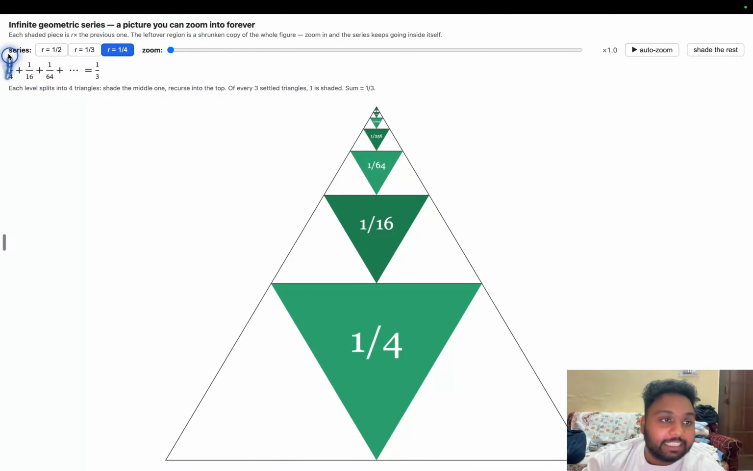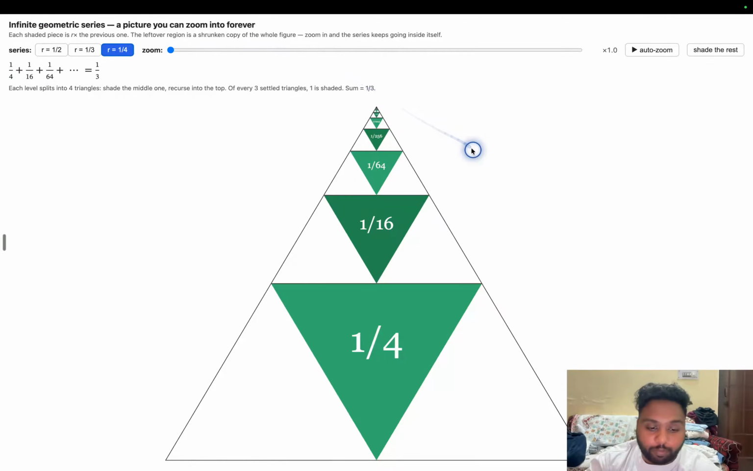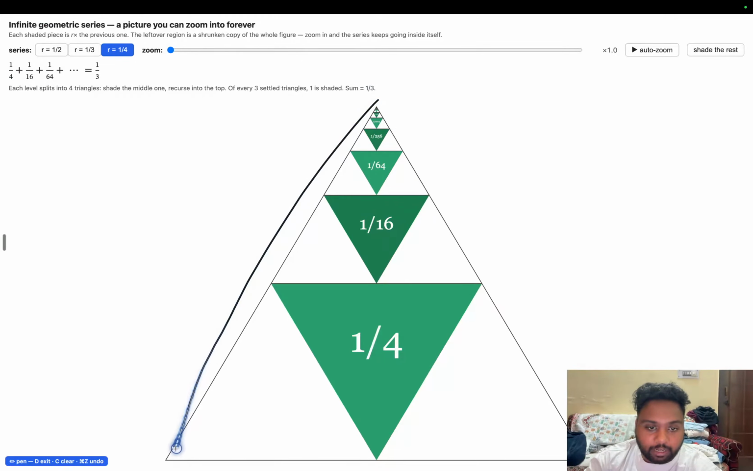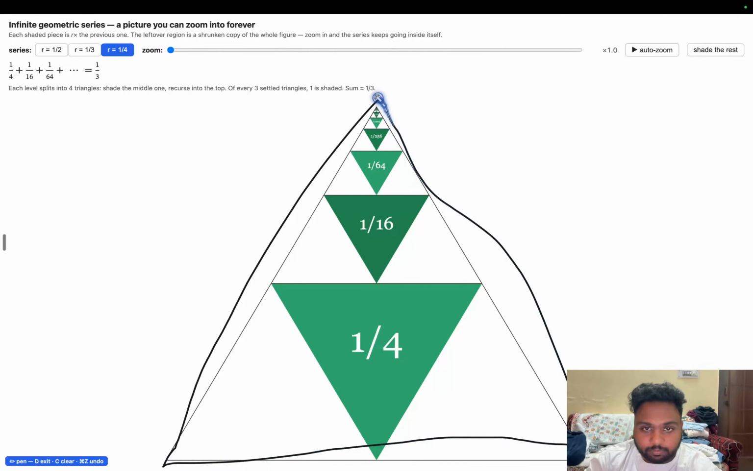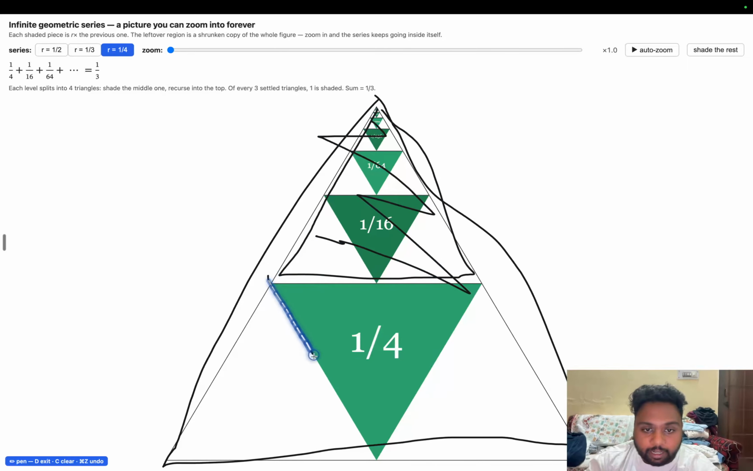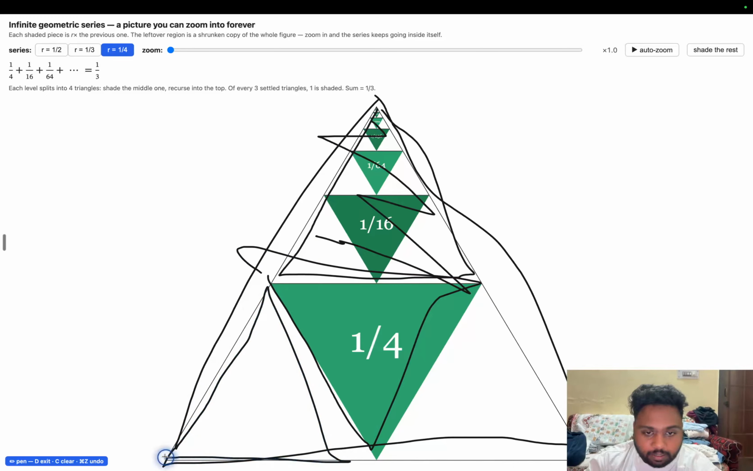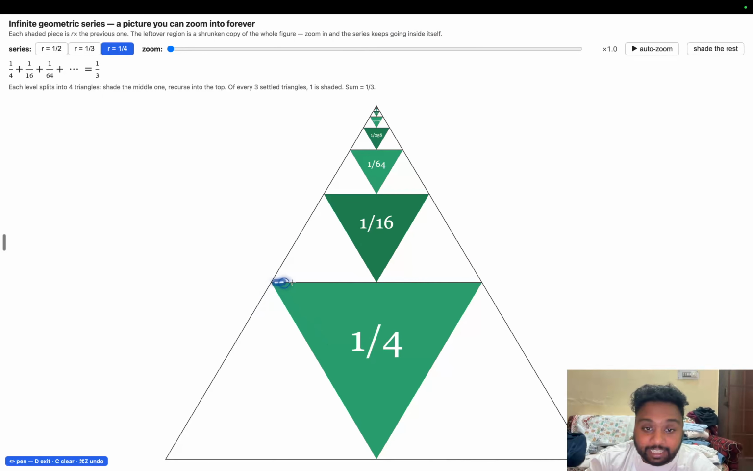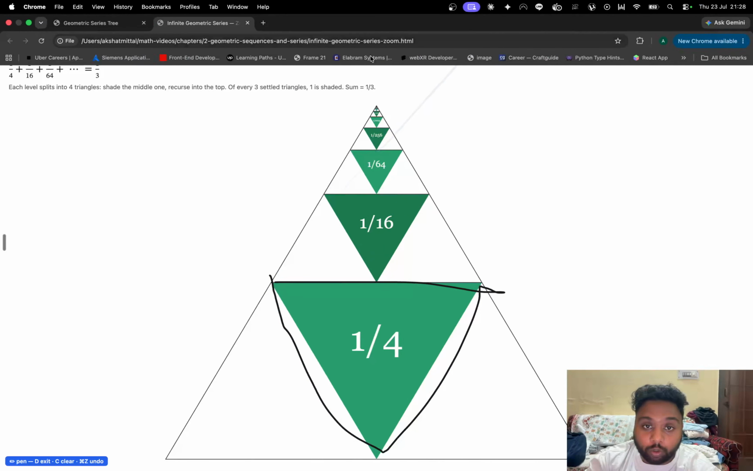Here my series starts at 1 by 4th, okay? My common ratio is 1 by 4. So I have this triangle, let's say, and I'm dividing it into 4 equal triangles. Imagine this as one triangle and another triangle and a triangle here and a triangle here. If you just look at it by symmetry, this triangle is equal to this triangle and this one is equal to this one. So all 4 of them are equal. That's why I can say that this area is 1/4 the area of the total triangle.